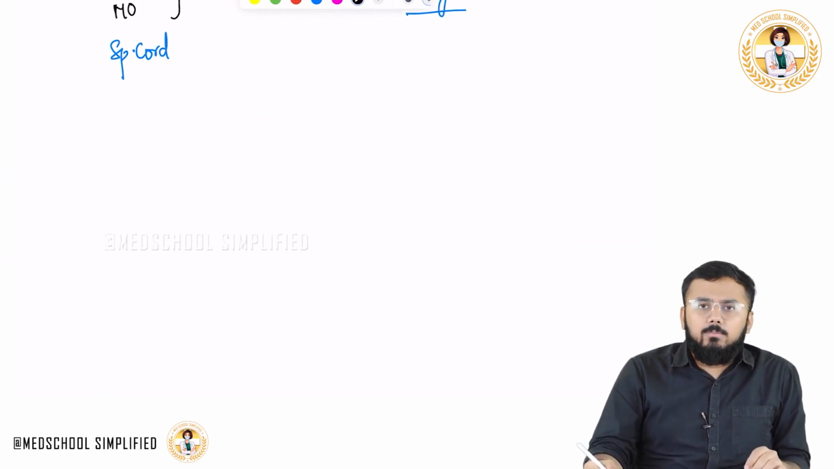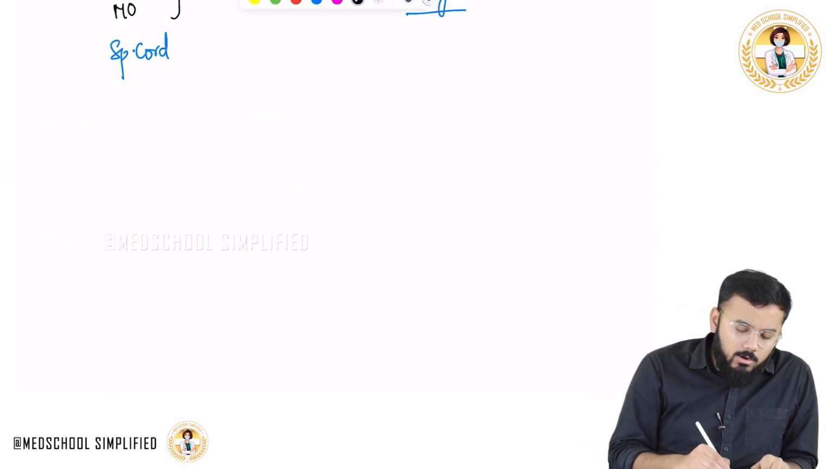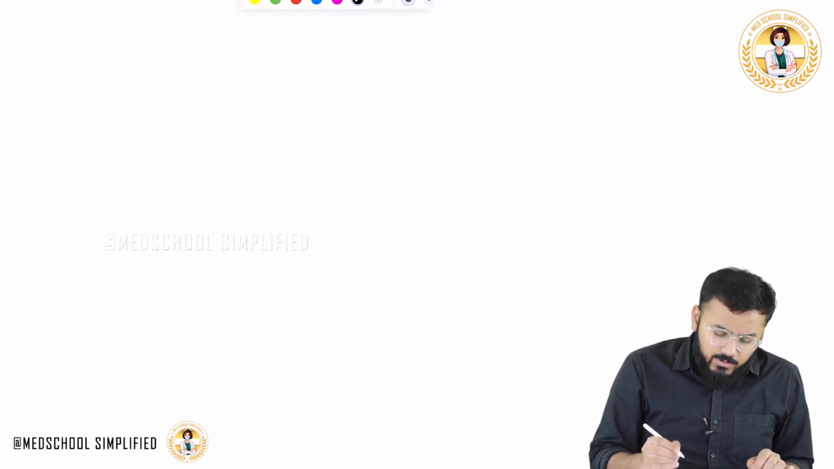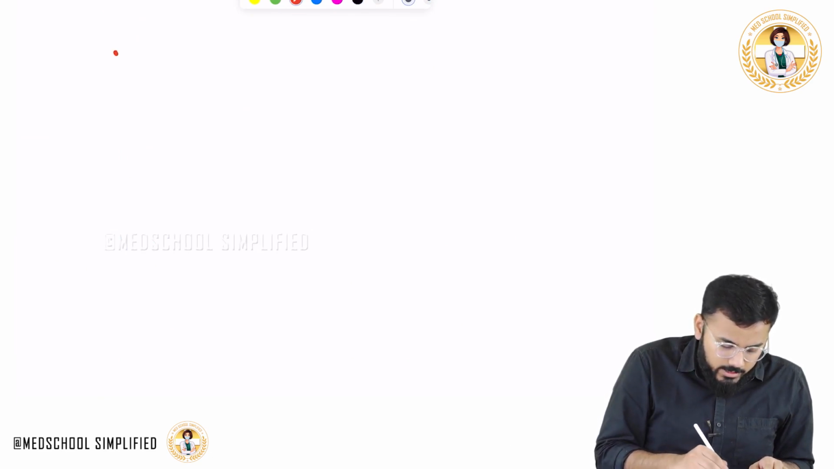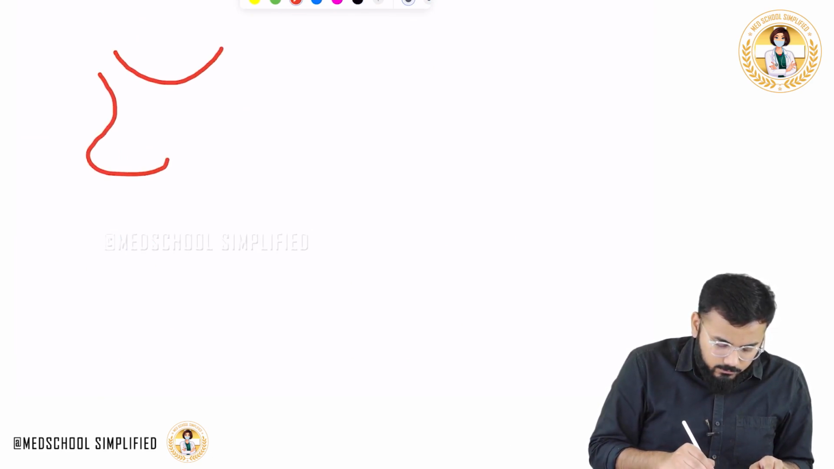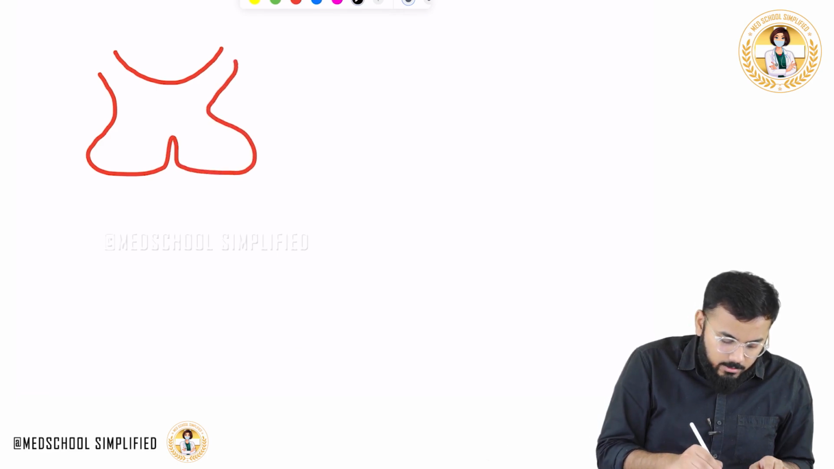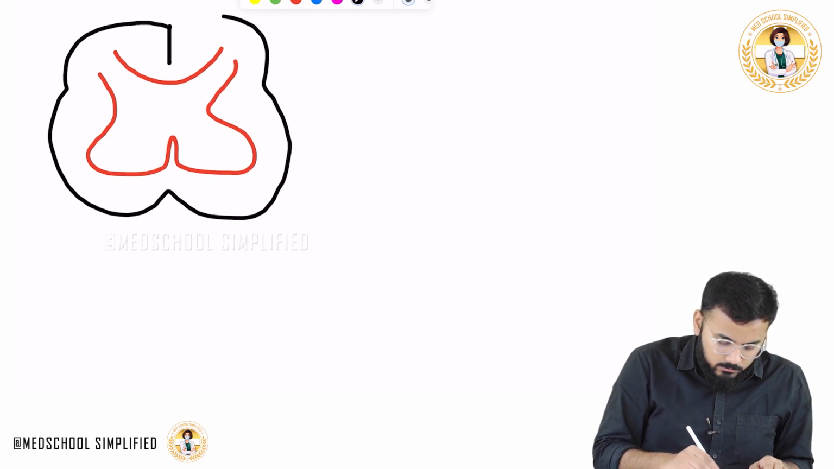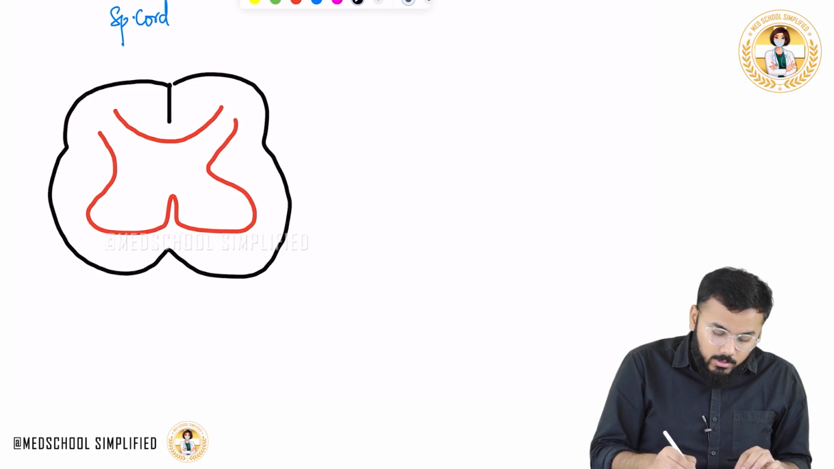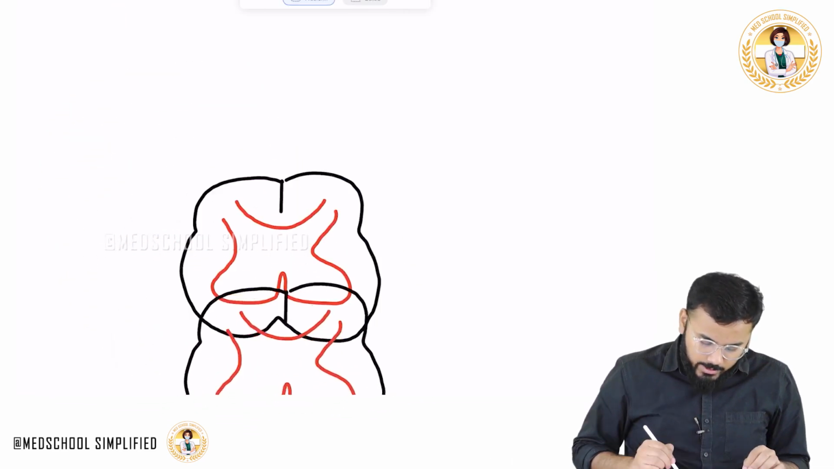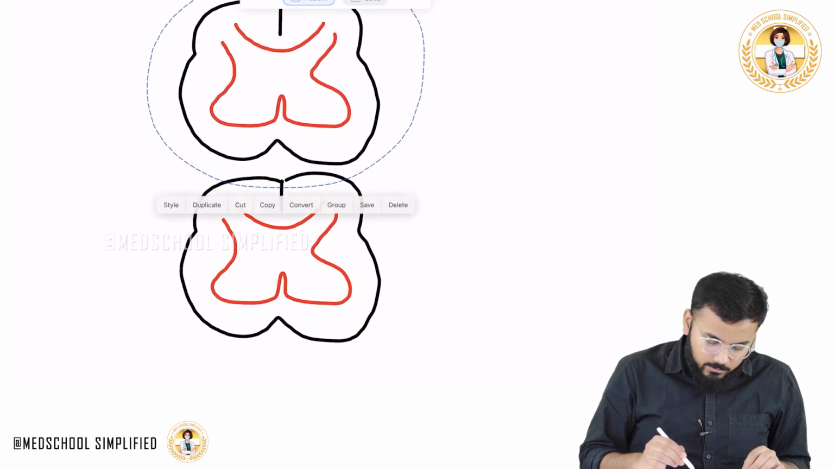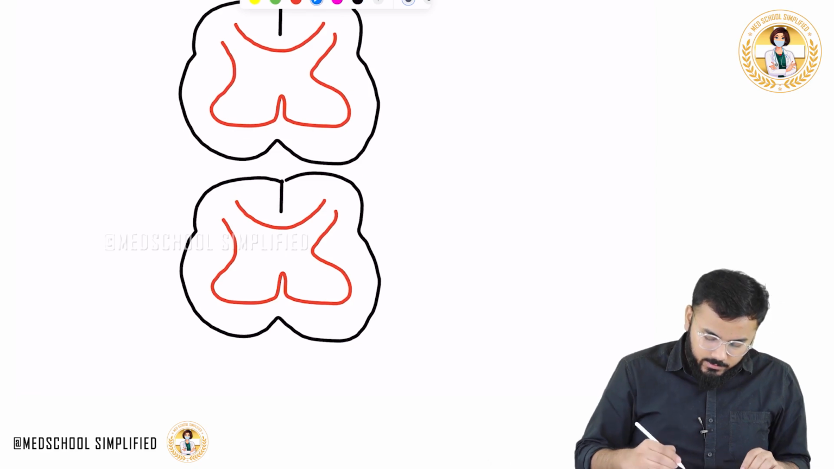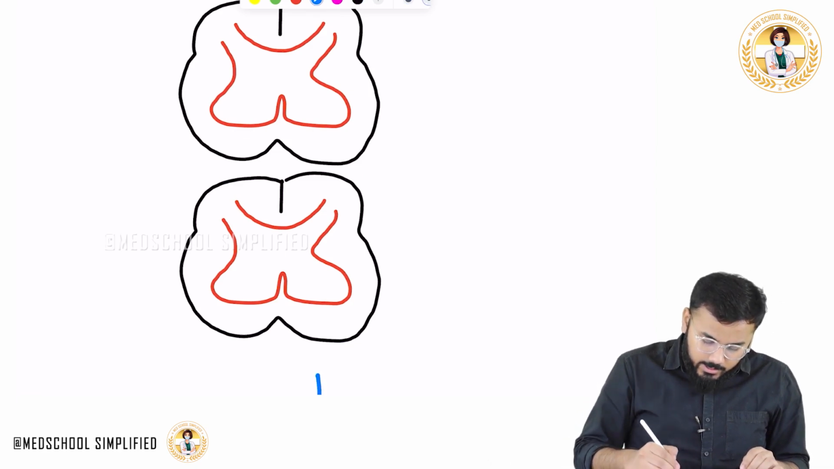Now, the one definition you understood is what a tract or fasciculus is, right? If you want a much clearer way to understand, look at this picture. This is your spinal cord, right? So if this is your spinal cord, see, this is another section of the spinal cord. Now look what is happening. A bundle of nerve fibers, in the sense these are the fibers. See, these are the bundle of fibers.